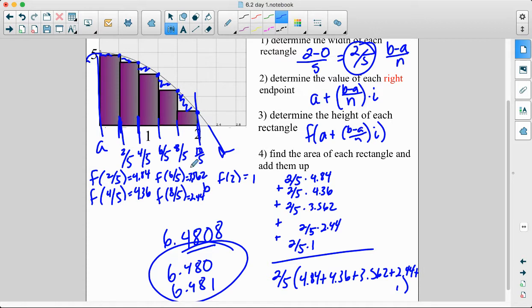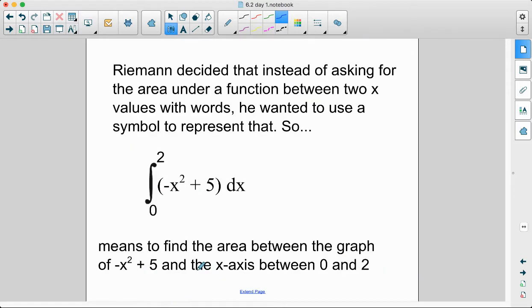We can get more accurate if we used more rectangles, because we'd have less open space here, right? And if we did a left, the one where the left sides of the rectangles were on the curve, then we'd get a different approximation, but it would be around 6.481. All right, let's try, oh, I forgot, we should talk about the notation.